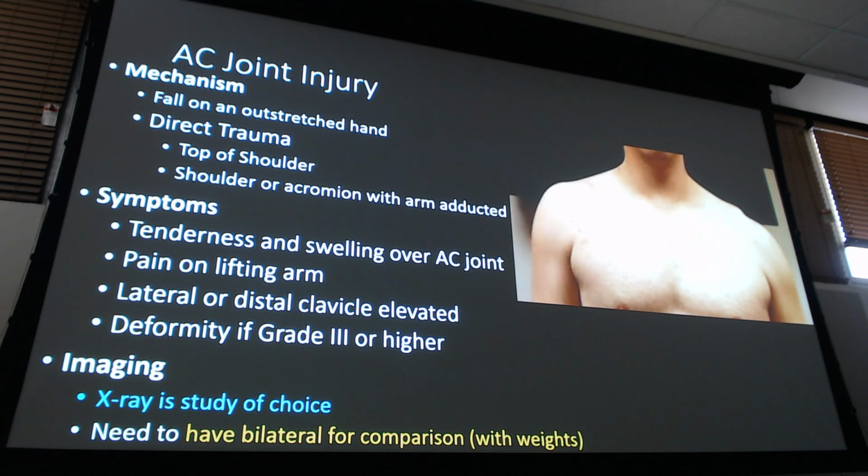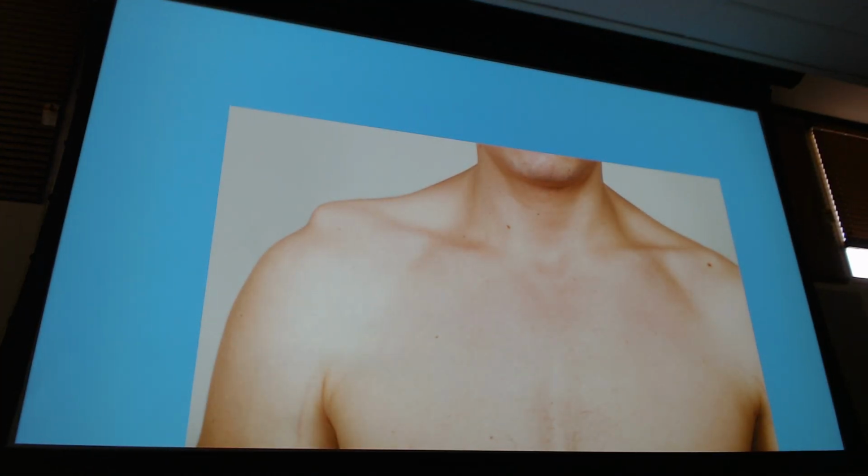This hurts when it happens. Like, it is not something that is like, oh, well, maybe. I mean, you can push right on that AC joint and you will cause significant pain. You're getting a few head nods from those who have had it, right? So this is pretty easy to diagnose physical exam-wise where you don't even need imaging, but you're going to get it because you want to see how severe it is. Pain on lifting arm. X-ray is your study of choice, but you need to do it bilateral for comparison with weights. With weights.